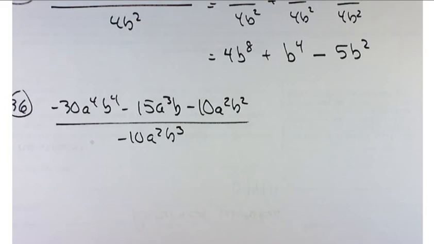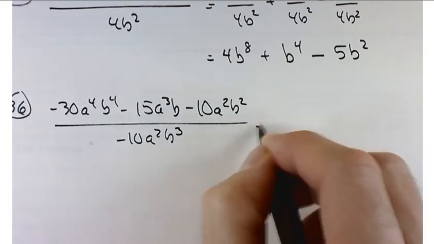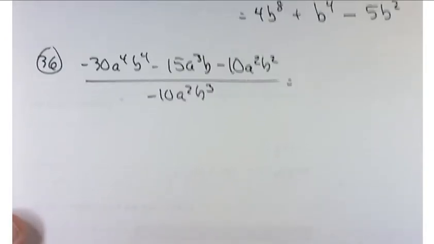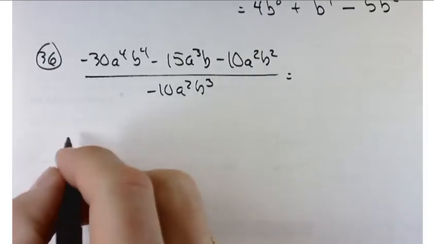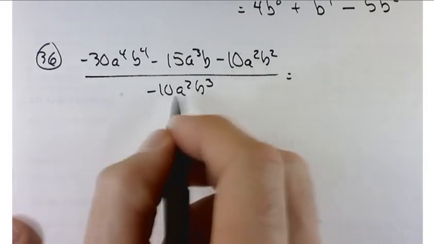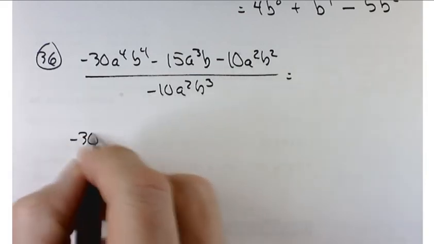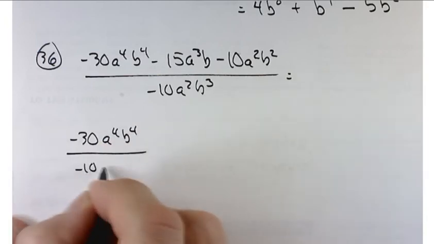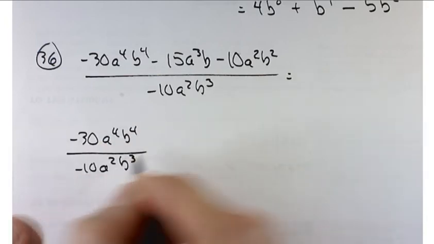Just like the last one, we're going to start this one by dividing every term in the numerator by that term in the denominator. That includes the negative that's part of the negative 10 here. So negative 30, a to the 4th, b to the 4th, divided by negative 10, a squared, b cubed.